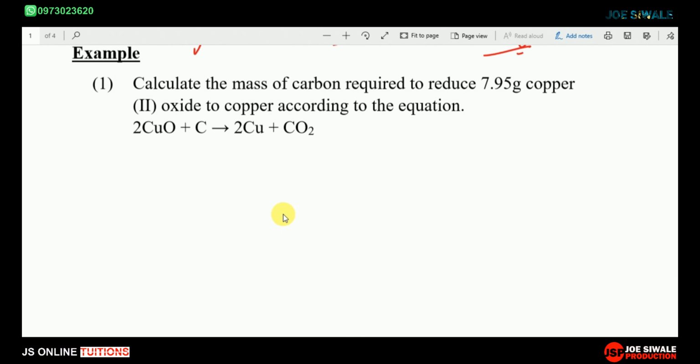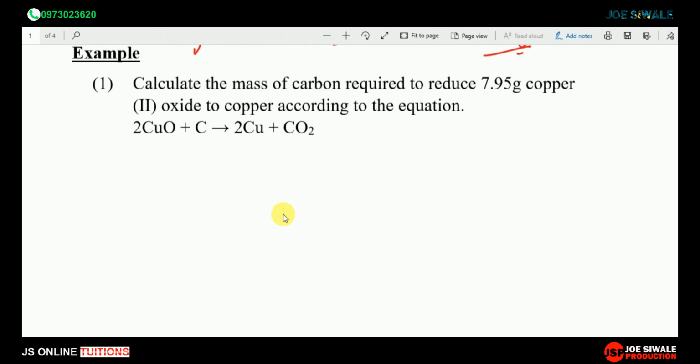So our first example reads, calculate the mass of carbon required to reduce 7.95 grams of copper 2 oxide to copper according to the equation. So we have copper 2 oxide plus carbon is equal to copper plus carbon dioxide. The first thing that you need to do is to ensure that the equation that you have been given is a balanced chemical equation, and this equation is already a balanced chemical equation.